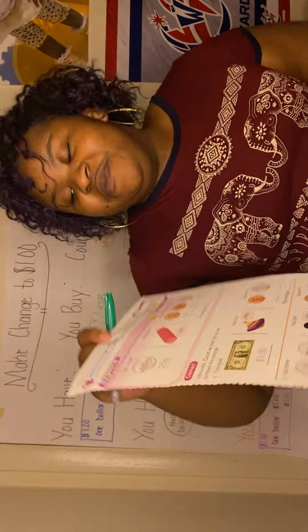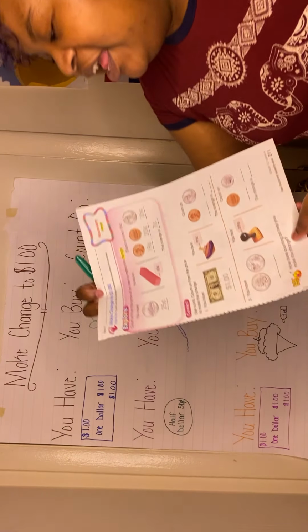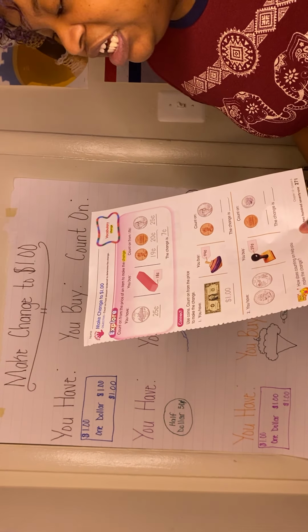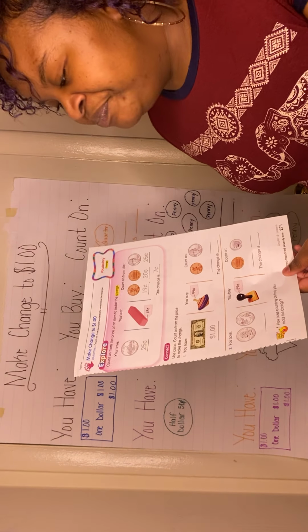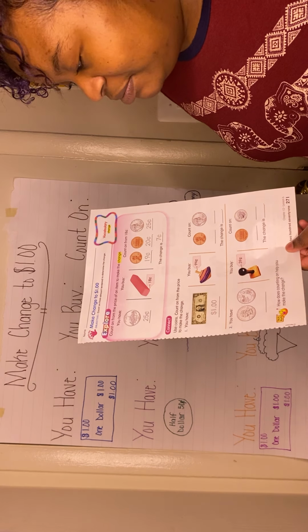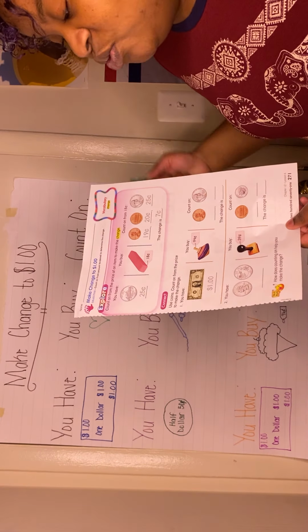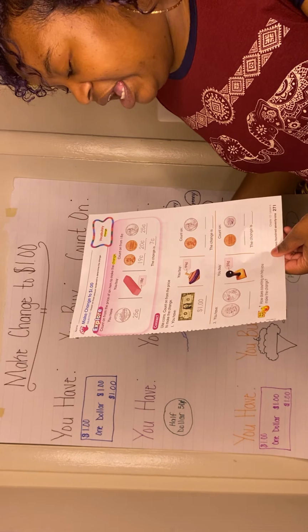All right, so if you look at your math paper, it says make change to $1. Objective says count on from amount tendered to determine the change. Your vocabulary is change. Explore. Count on from the price of an item to make the change. You have 25 cents. The item that you want to buy is 18 cents. So let's count on from 18.